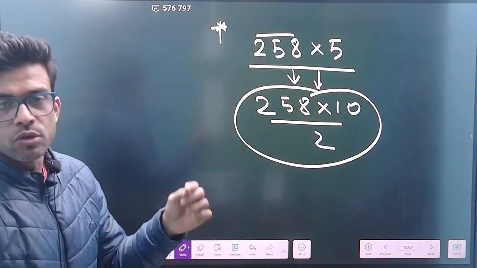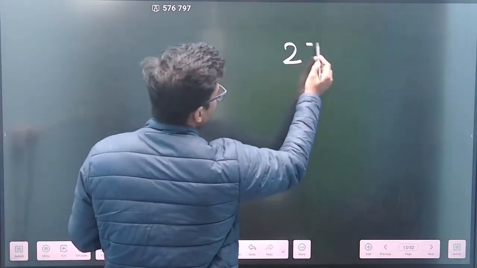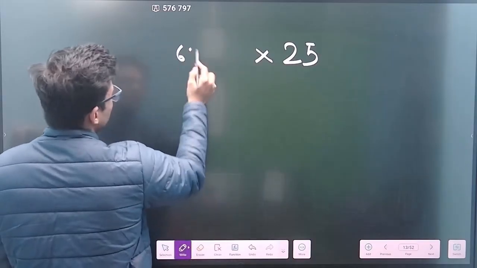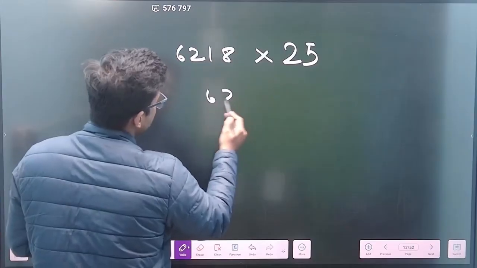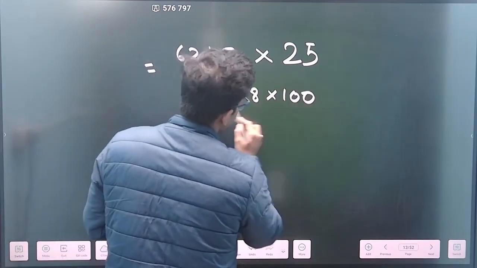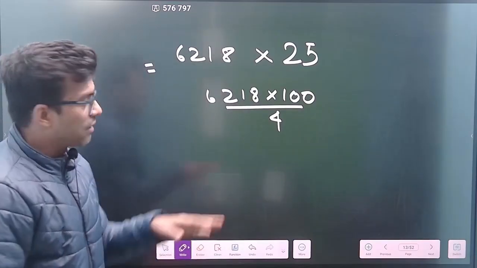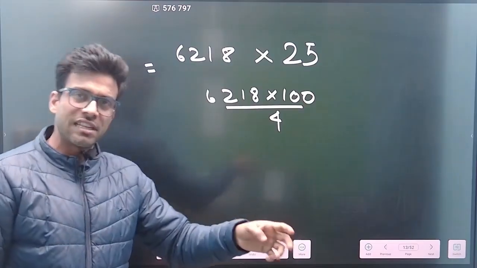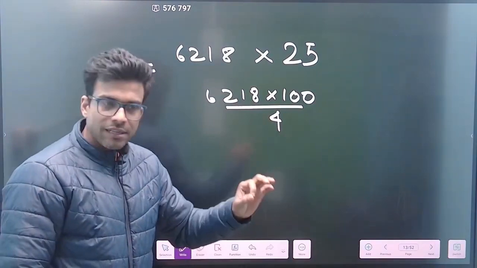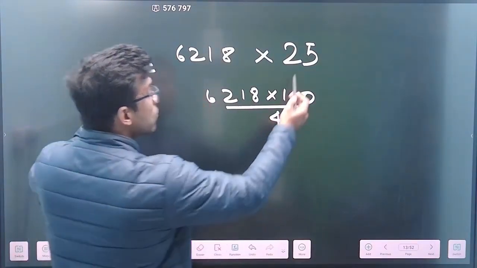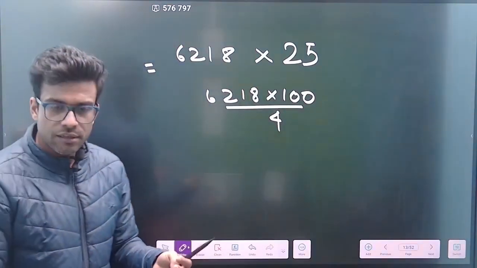Same goes for other numbers, like if any number should be multiplied with 25. Suppose I take 6218 multiplied with 25. Why would I multiply this number with 25? I'll go for 6218 multiplied with 100 by 4. Correct? I don't want the answer. Try to think. The purpose of this session is that you should think in this manner when you're solving a problem. We can also think of 25 in terms of multiplying by 100 and dividing by 4. Correct. So you can also think in such a way.